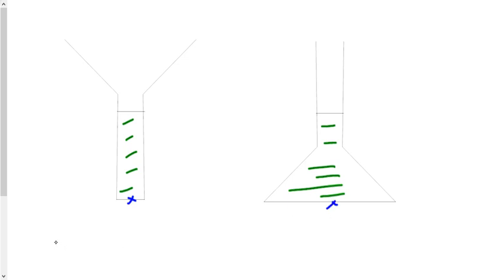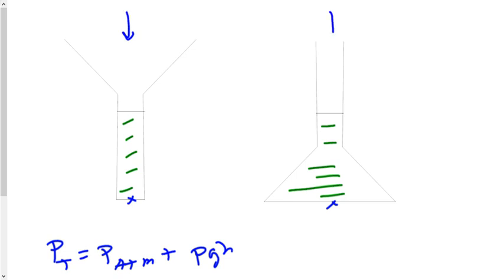Well, the equation, of course, is that total pressure is always going to be the pressure of the atmosphere plus rho g h. Both of these, of course, are open to the atmosphere pushing down, so we'll label that just once here, P atmosphere. And we notice that the heights are the same for both. Therefore, the pressure at both of those locations is going to be the same.